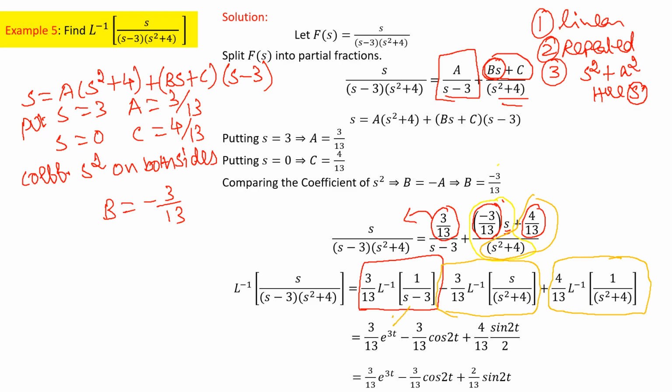So from this it will become e power 3t. From this it will become cosine 2t. From this it will become sine 2t by 2. By simplifying these two, you will get the final answer as 3 by 13 e power 3t minus 3 by 13 cosine 2t plus 2 by 13 sine 2t.